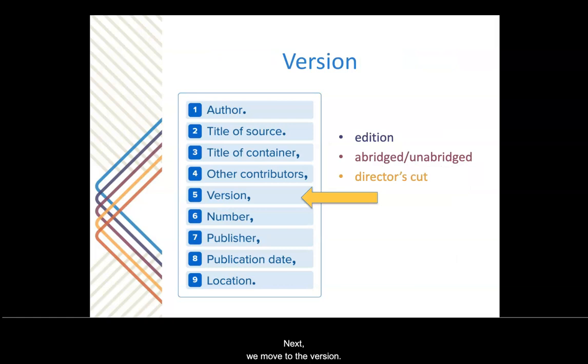Next, we move to the version. You won't always need the version in the same way you won't always need the title of a container. A book only contains itself, for instance, while a chapter of a book is contained inside the book. If you're using a specific version, this is where you list it.